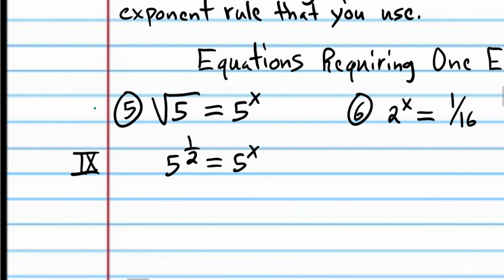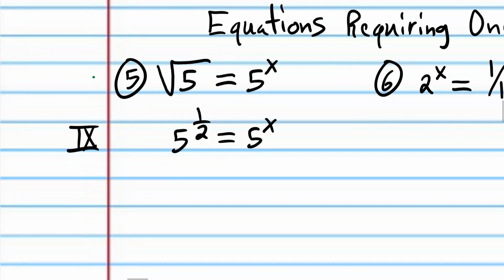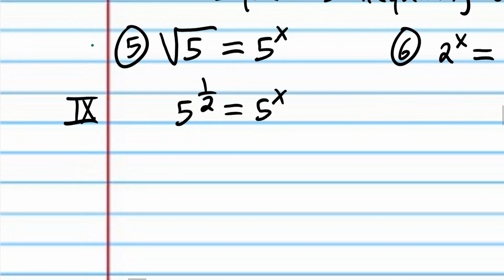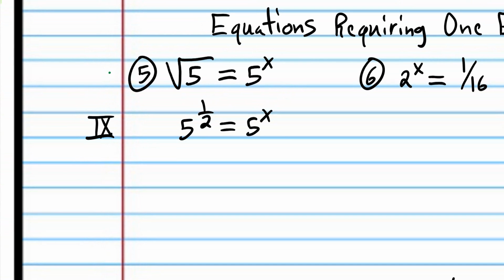So we have the root expression and we're going to a fraction power. It's the same rules that you used before, but we're just going in the reverse direction. So now we have the same base, 5, and obviously the exponents must be equal.